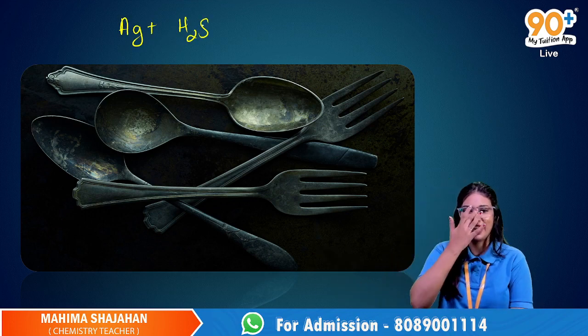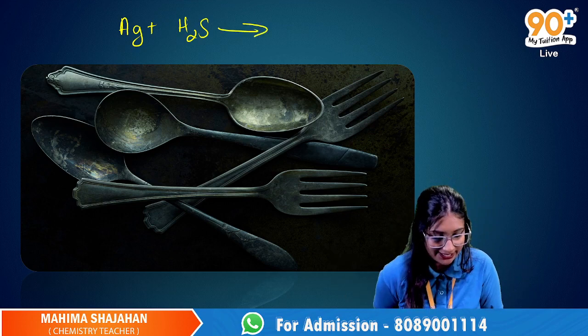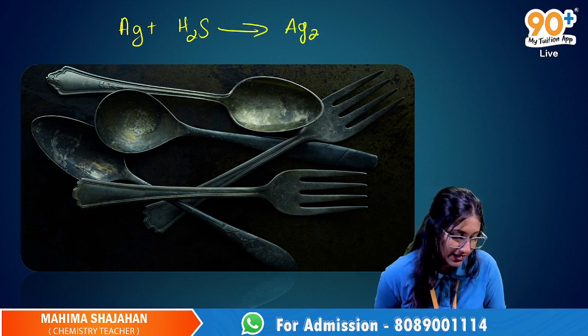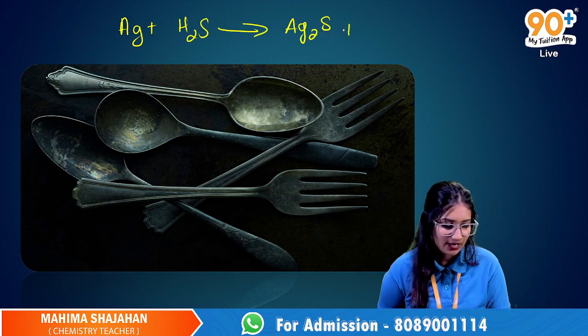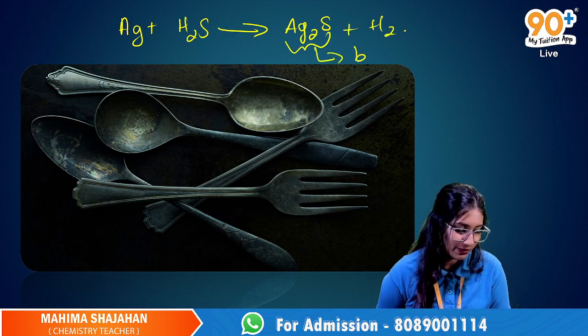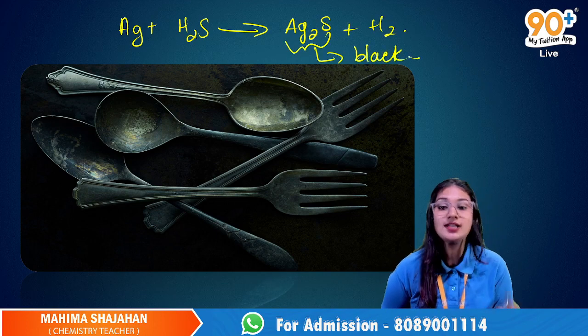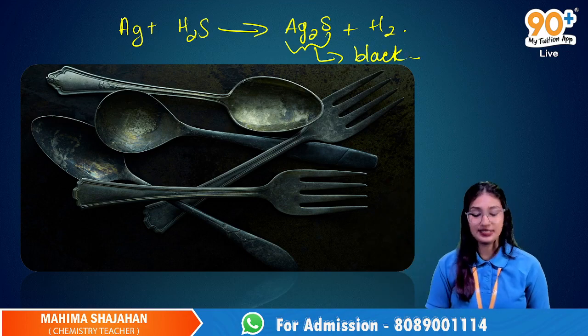Hydrogen-like atmosphere, of course, with sulfur-containing gases is enough. Hydrogen sulfide reacts and forms silver sulfide, Ag2S, and along with that hydrogen gas is formed. This silver sulfide is what we see as the black color. The black coating is due to the formation of silver sulfide.